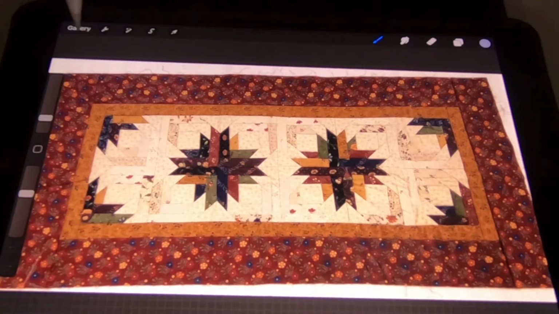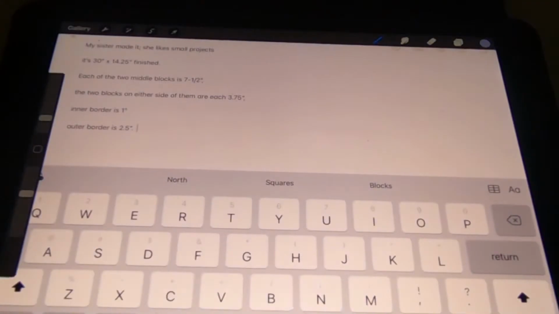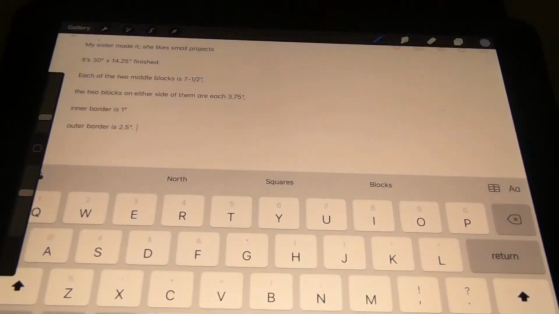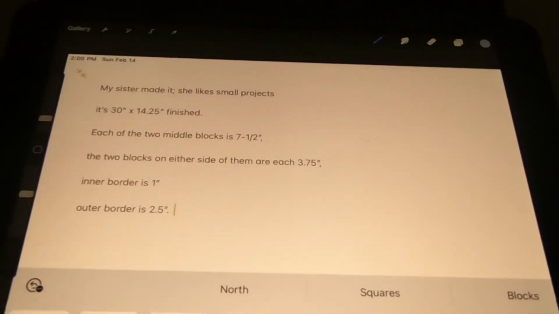So this table runner was provided by my friend Laura. And Laura is a wonderful quilter. Her sister made this. She likes small projects.